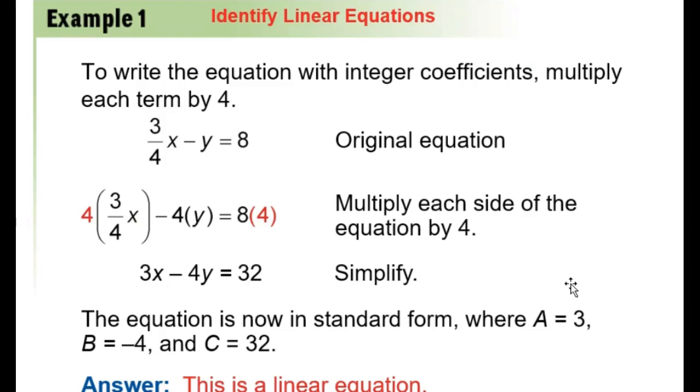Okay? So you see up there the second step in red, they multiply 4 times 3x minus 3 over 4x. And you see that minus y? Now it's minus 4y because you have to multiply the y term by 4 as well. Okay, then we go on the other side of the equation. Remember that whatever you do to one side of the equation, you have to do to the other side. So since we multiplied the left by 4, we have to multiply the right by 4. So what's 8 times 4?